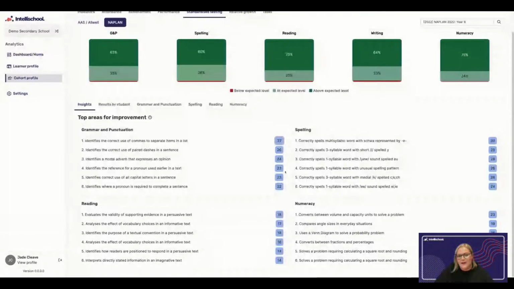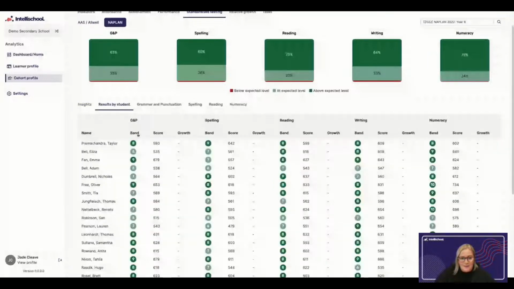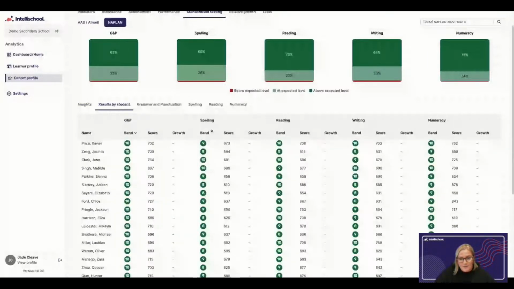Because we're going to go into practical strategy shortly, I will move now to the results by student tab. Reasonably straightforward tabular view here, but the nice thing is the ability to click onto the headers of each of these columns, that means you can actually very easily identify those who might be sitting at the top and the bottom of the performance scale.